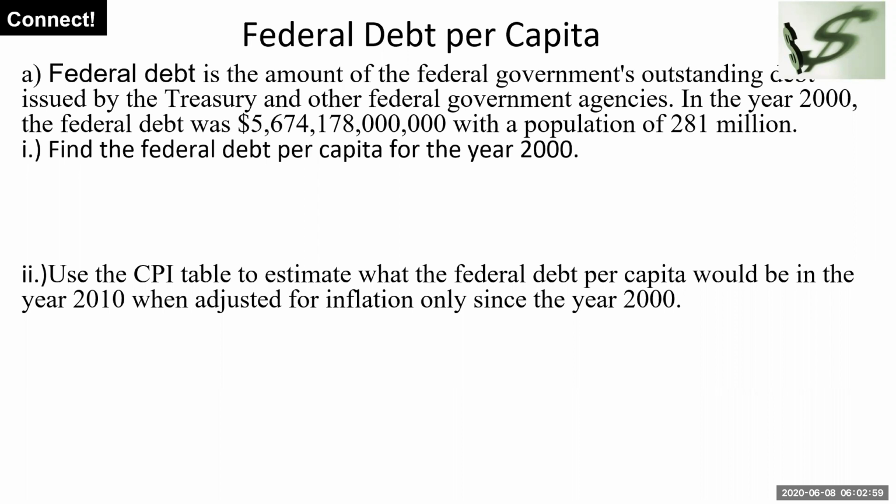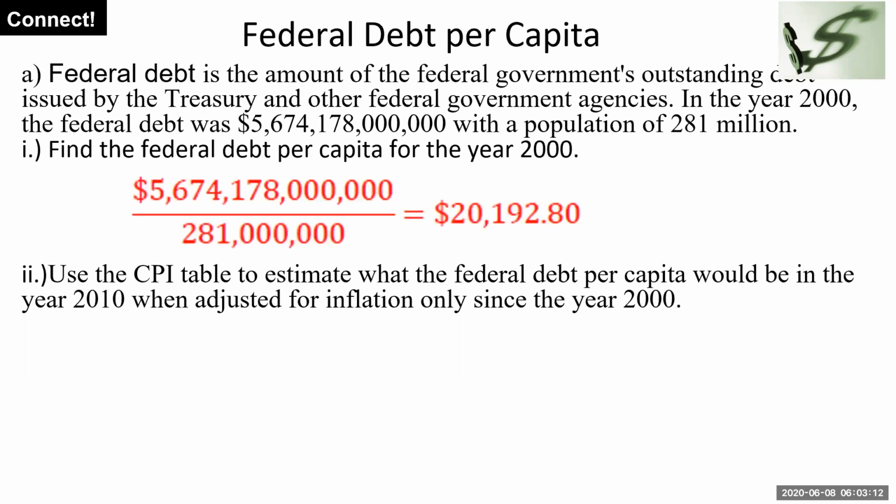Now, we want to find the federal debt per capita for the year 2000. And we know that per capita means per person, and we always have to let the population go to the bottom. So we divide the debt by the population, and that should give us the debt per capita as 20,192.8. Is that okay? Sweet.